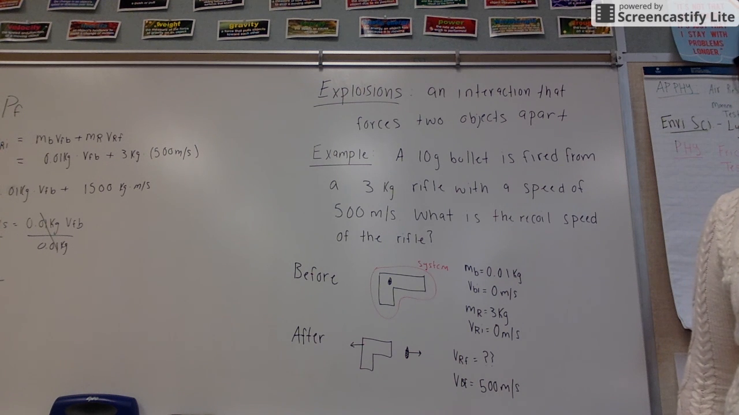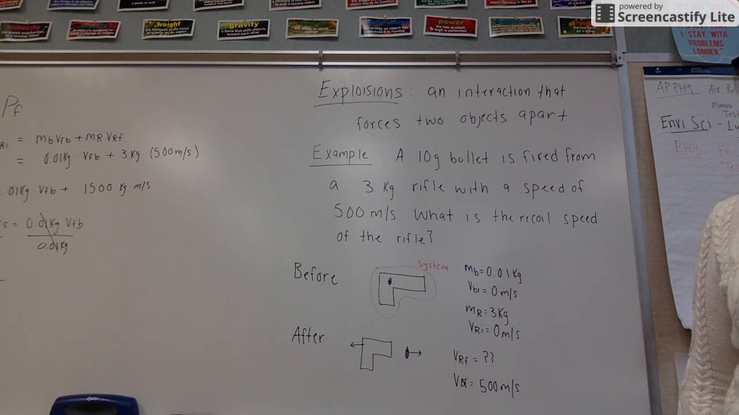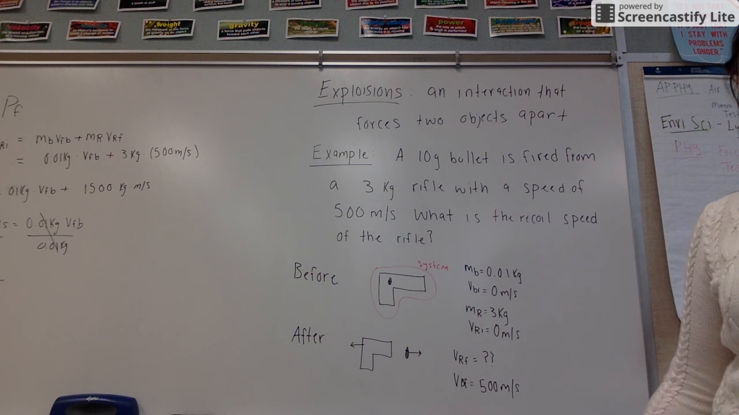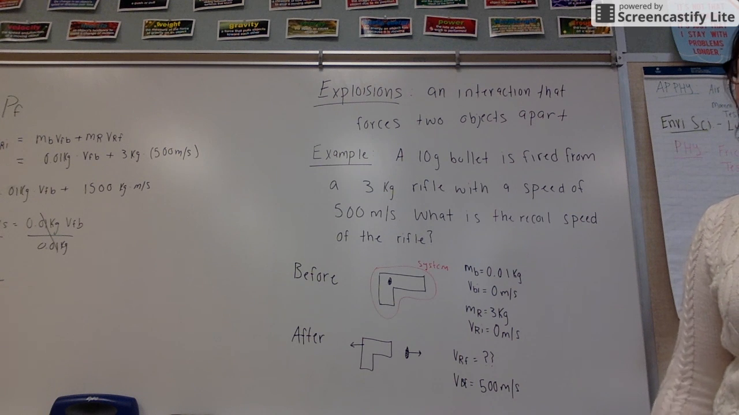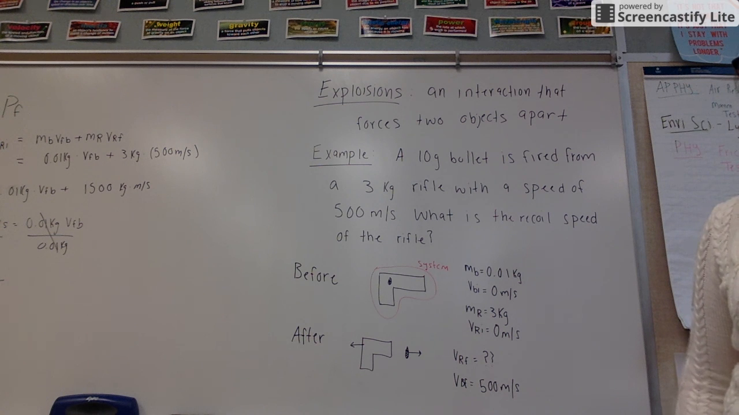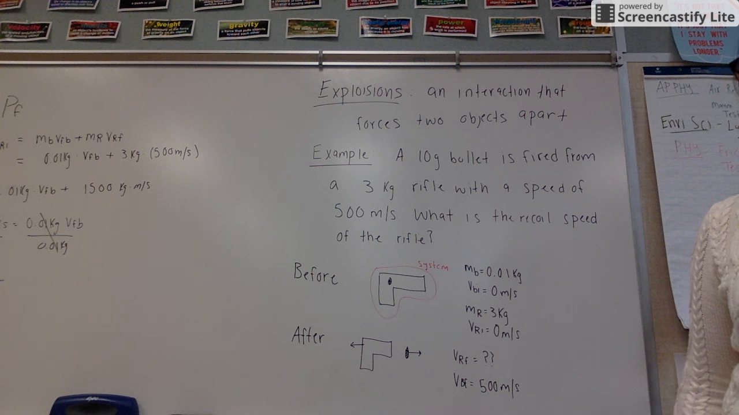Technically, before the bullet is shot, the system is at rest. The initial velocity of both the bullet and the rifle is 0. Okay, so with momentum, we simplify the system by looking at before and after the interaction. So let's look at after. After, we have the bullet moving out of the barrel, and we know that the bullet is moving at 500 meters per second. We also know that because of Newton's third law, the rifle is going to recoil. We are trying to find the recoil velocity of our rifle.